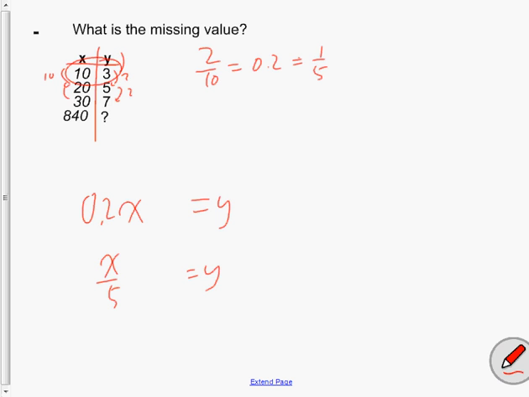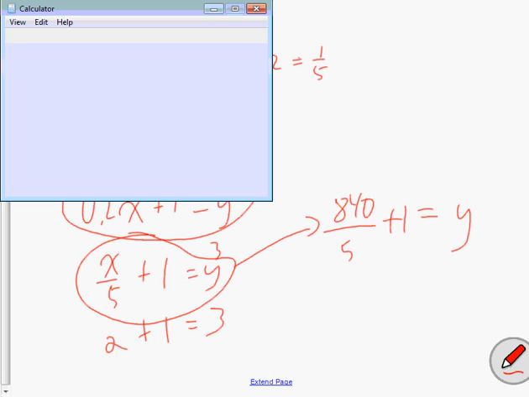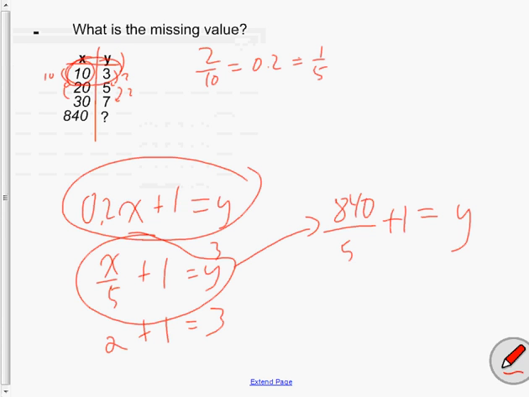Take my first ordered pair, substitute it. I'm going to substitute it in this one here. So x is 10, y is 3. 10 divided by 5 is 2, and 2 does not equal 3. But if I add 1 to it, it makes it work. So the equation that I need to have is either this one here or this one here. Either one of those work. If I substitute 840 into this equation, I can't do it in my head. It's too early on them. 840 divided by 5 is 168. Plus the one more gives you a y value of 169. How many got that one? Oh, very nice. Excellent. A lot of work on that one.